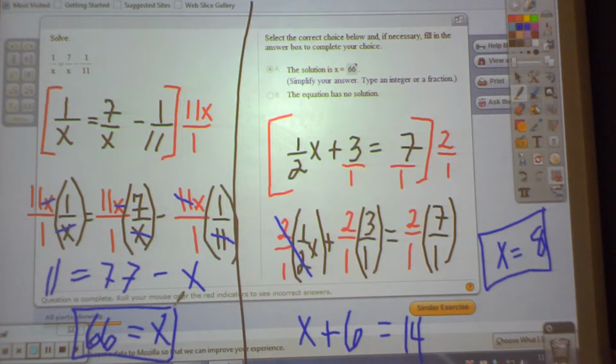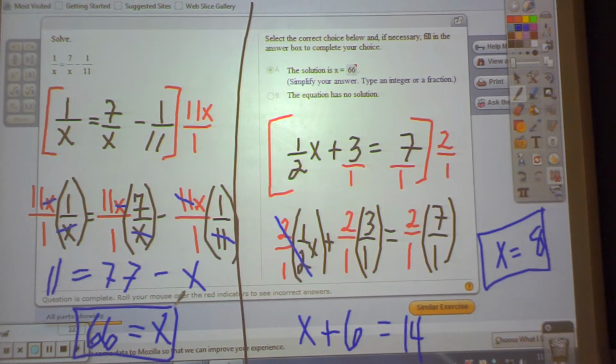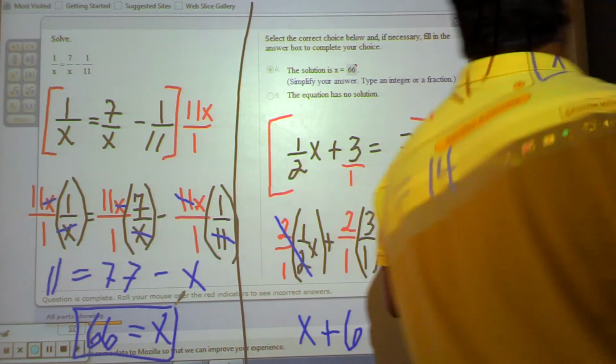So the main purpose for this whole section is to make you clear the fraction. That's what it does. That's what 6.6 is all about.